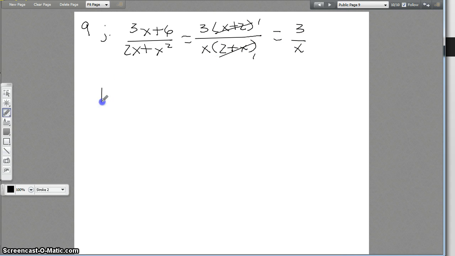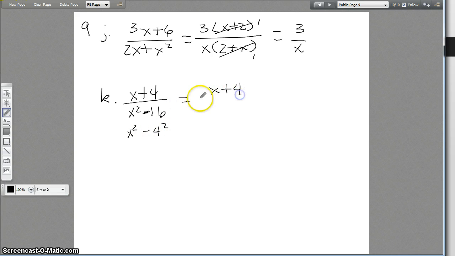Now let's do just a couple more examples from number 9. Part K, we have x plus 4 over x squared minus 16. Okay, in the denominator, you can see we have x squared minus 16. That is a difference of 2 squares. This is x squared minus 4 squared. And so that means that we can factor our denominator.